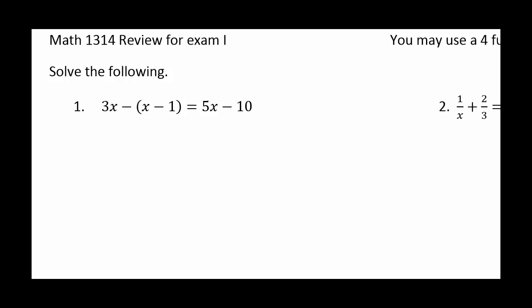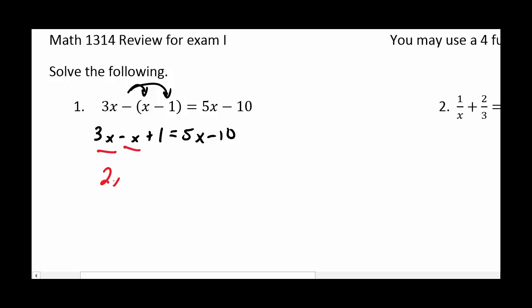All right, in number 1, our first task is to distribute this negative in and then rewrite our terms. So we end up with 3x minus x plus 1 equals 5x minus 10. Then I want to combine like terms on these same sides. I'm not changing signs yet. 3x take away x is 2x plus 1 equals 5x minus 10.